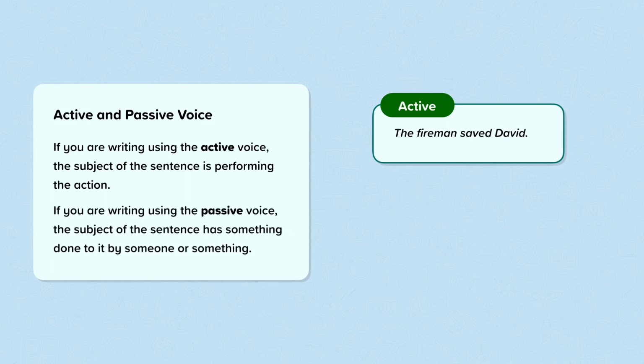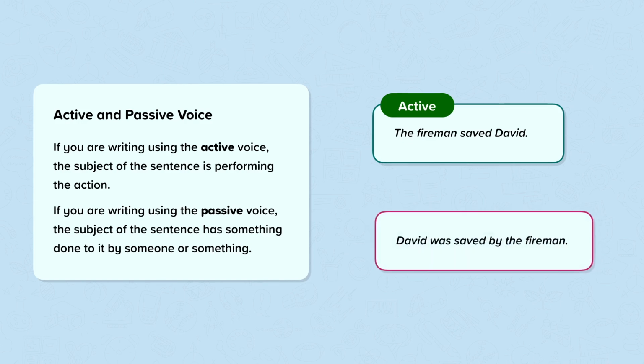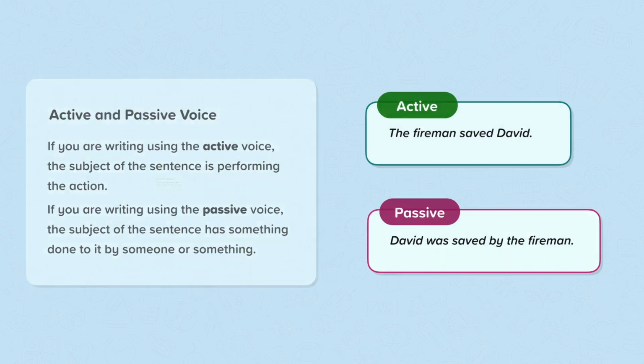If you are writing using the passive voice, the subject of the sentence has something done to it by someone or something. So in this example, David was saved by the fireman. The subject David has something done to him by the fireman.